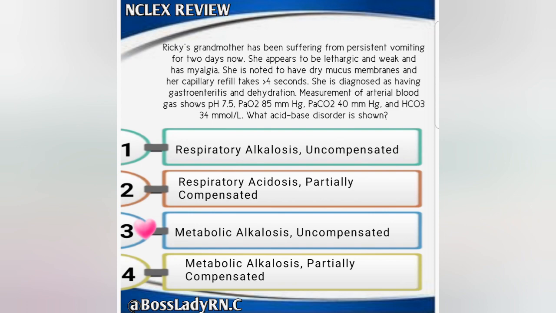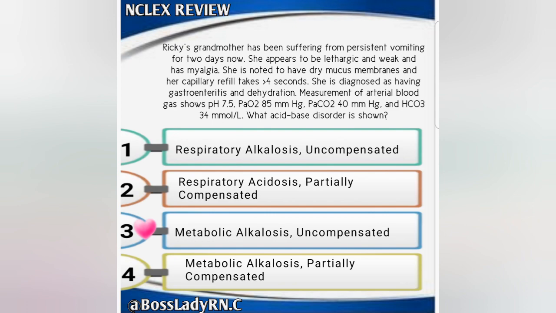Now, let's work it out. First, look at the pH value to check if the patient is in a state of acidosis or alkalosis. That is, low pH or high pH. The pH given is 7.5, which is above normal range, meaning the patient is in a state of alkalosis. Let's then check the carbon dioxide or bicarb value to know if it's in the same direction as the pH or in the opposite direction.